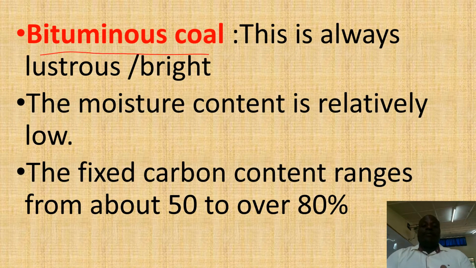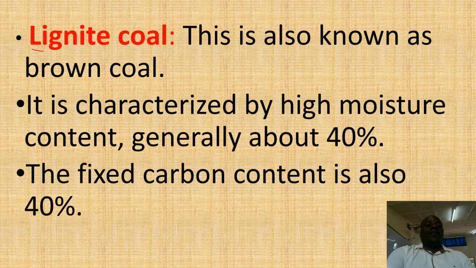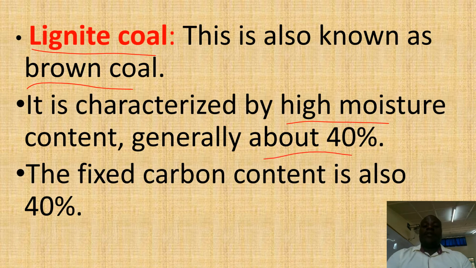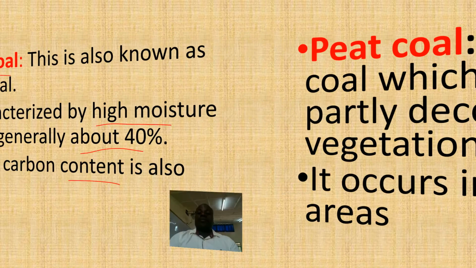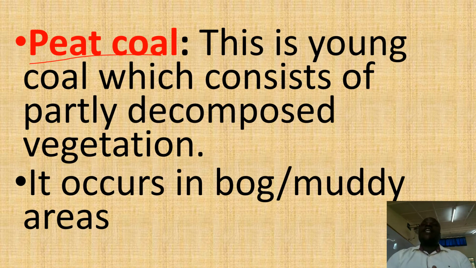Bituminous coal. This is always bright coal in color. The moisture content is relatively low, and the fixed carbon content ranges from about 50 to 80%. Lignite coal. This is known as brown coal in color. It is characterized by high moisture content, generally about 40%, and fixed carbon content is also 40%. We have peat coal. This is young coal, which consists partly of decomposed materials or vegetation. It occurs in bog and muddy areas.